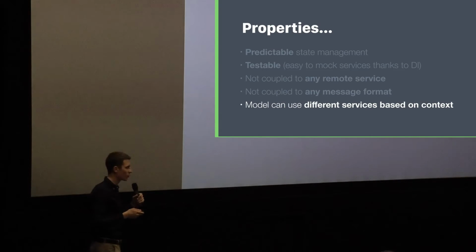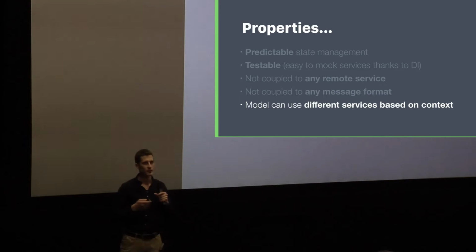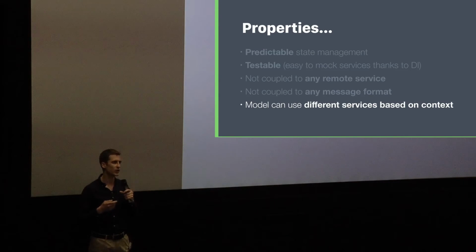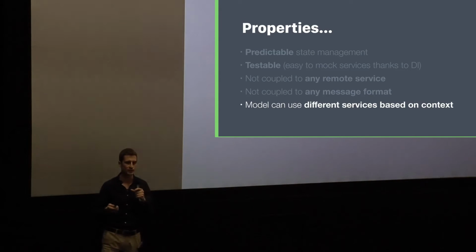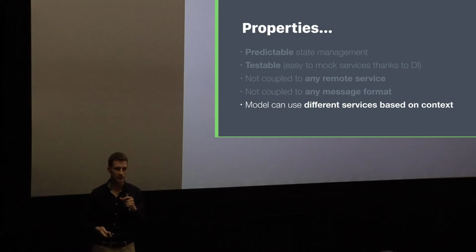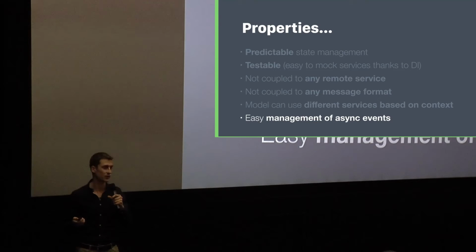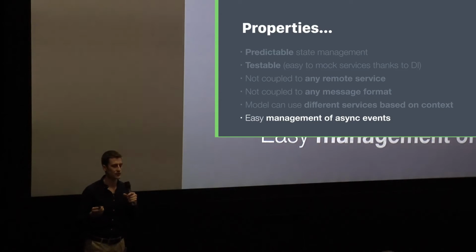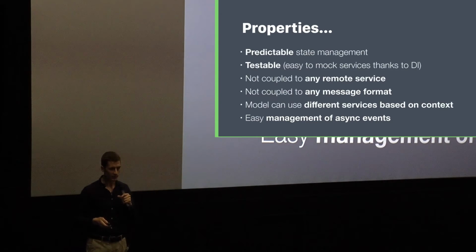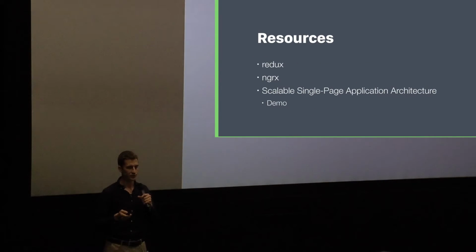And we also can use different services based on the context into which the model has been used. Basically, this is something more Angular specific, because we are using multi-providers, and we can inject different sets of asynchronous services to the model based on the context it is used in. And we also have easy management of asynchronous events, since we are using RxJS in this case. So we have all these properties. And you can take a look at the resources here.